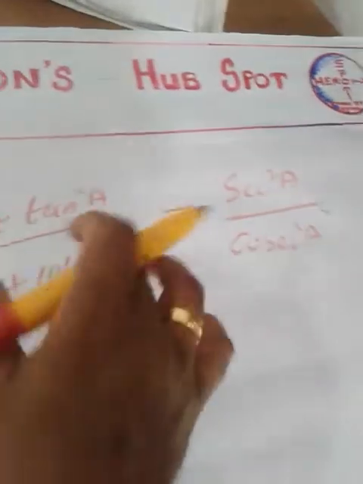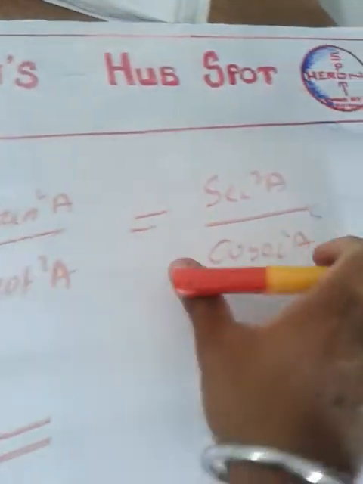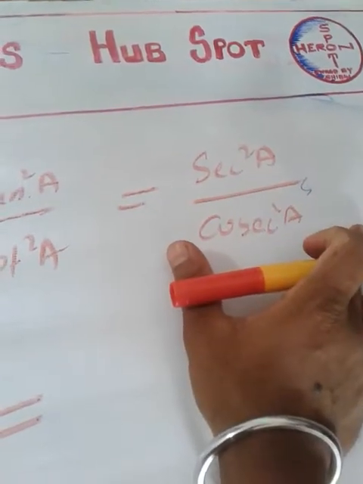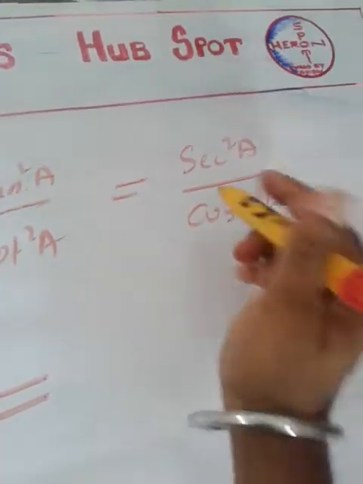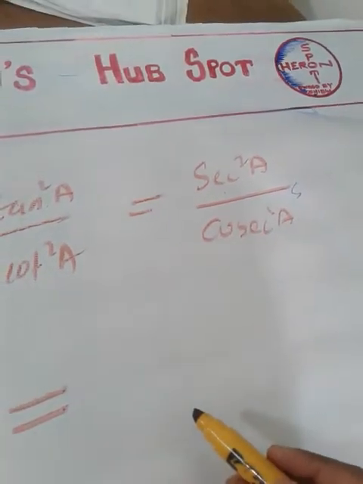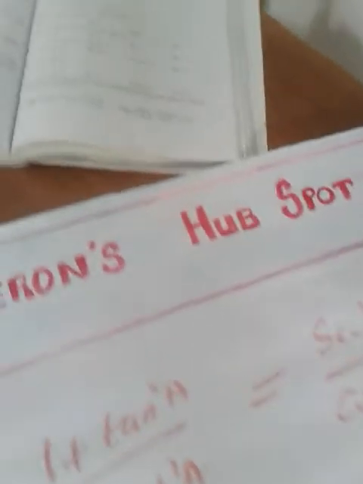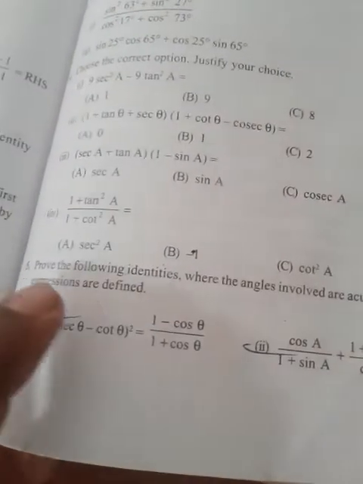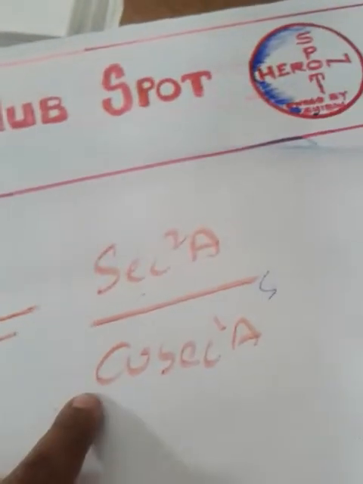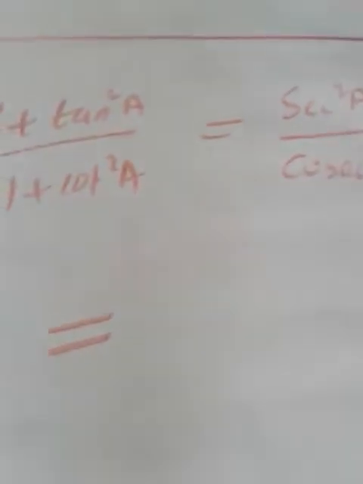Now from this we reached this much by using the direct identity. Now let's see the options. The options are sec square A, minus 1, cot square A, tan square A. These are the 4 options for that answer. So we reached here only, but we did not get any exact option. So we have to go for more simplification.